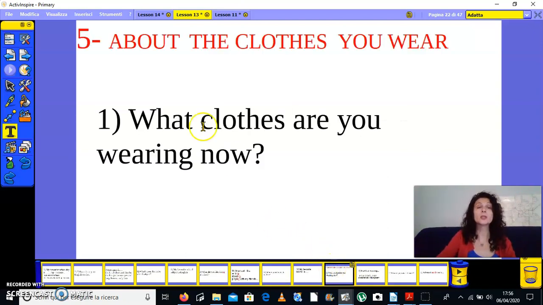Let's move on now to section 5 about the clothes you wear. Okay, what clothes are you wearing now? Here you have to describe yourself. I am wearing a blue t-shirt, a red sweater, and blue jeans. You can't see that, but this is my leg. You see my leg? I'm wearing blue jeans and training shoes, but this is you. And you will speak about yourself.